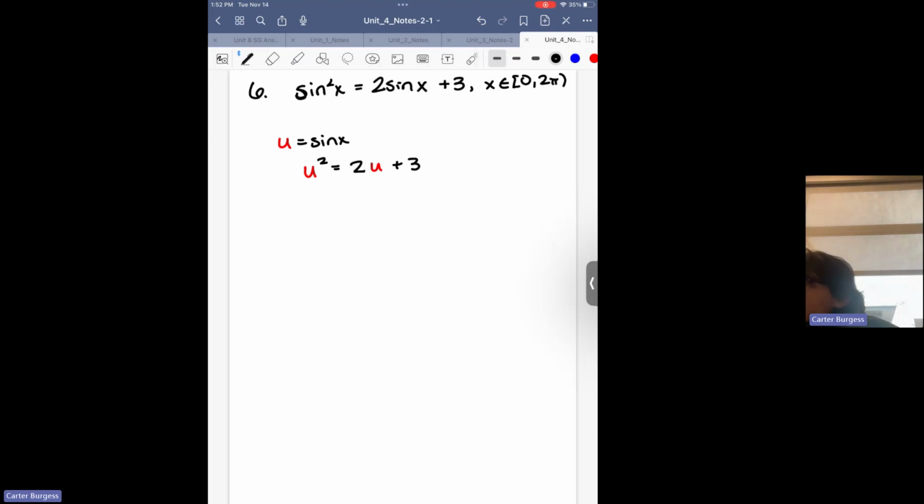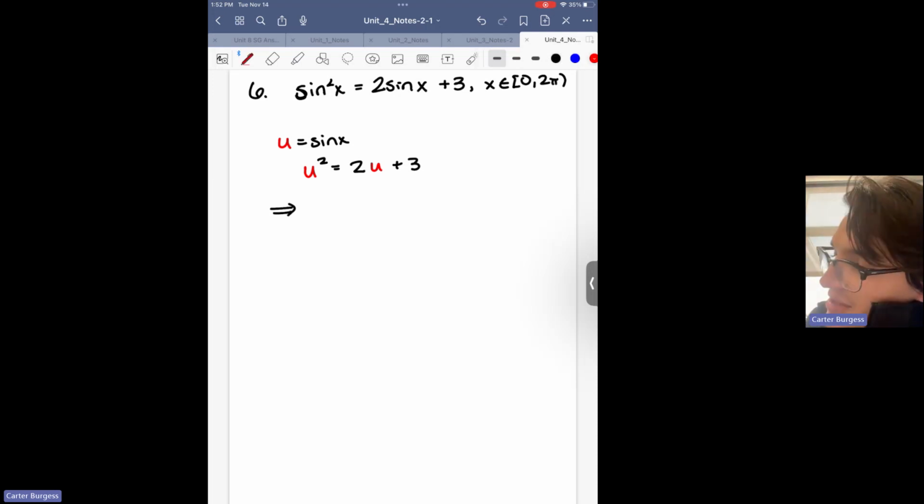How do I solve quadratics? What's the standard methodology that we take? Yeah, we're going to factor. Before we can factor, though, what do we have to get on one side? Yeah, beyond just all the u's, we need everything on one side of the equation. We need 0 on the other. It always needs to be offset from 0. I don't like negatives in front of my squared term for quadratics. So I'm going to subtract 2u. I'm going to subtract 3.